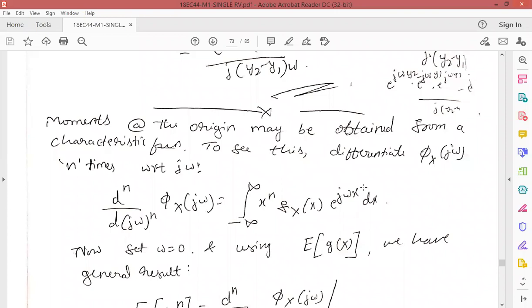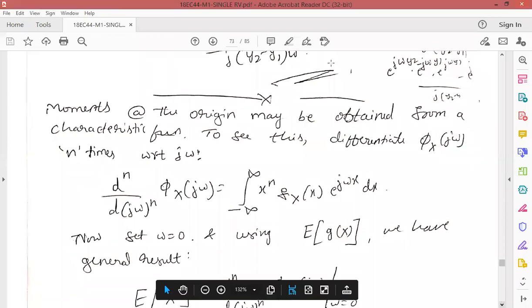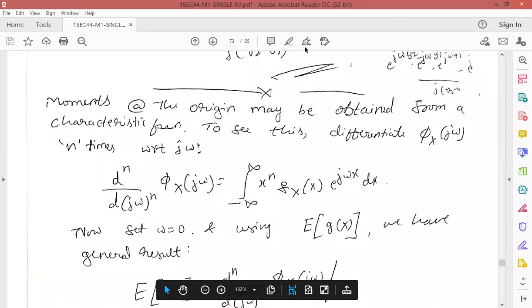So here we'll continue with this. Here we can also calculate the moments about the origin by differentiating the characteristic function n number of times. So we can write the equation as d to the power n by d(j omega) to the power n of phi x of j omega as integral from minus infinity to plus infinity of x to the power n f x of x e to the power j omega x dx.